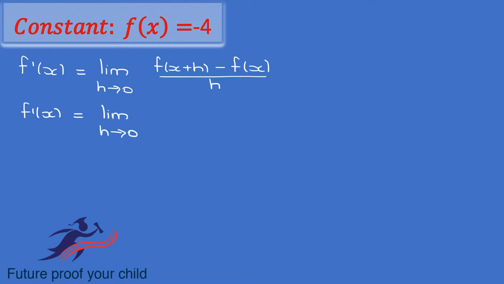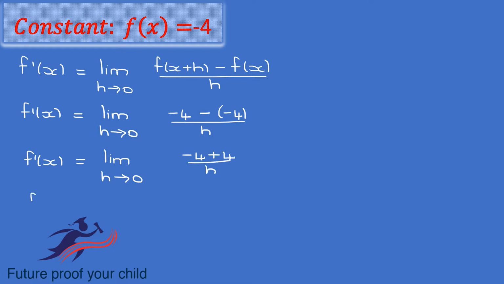Then when you substitute the x plus h, you will see there is no x to substitute, so you just write the minus 4 down. Then minus f of x is negative 4, so put it in a bracket, over h. So the derivative equals the limit as h approaches 0, minus 4 plus 4 over h. That gives me the derivative equals the limit as h approaches 0 of 0 over h.